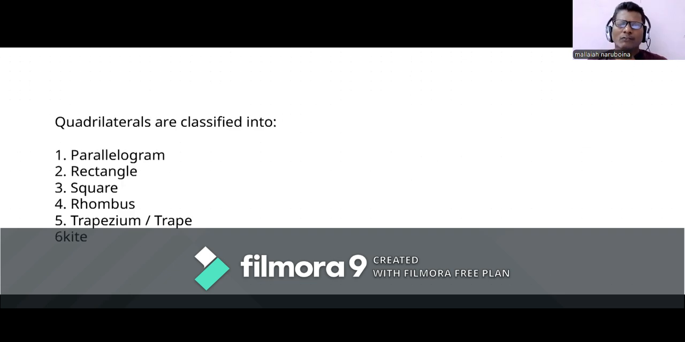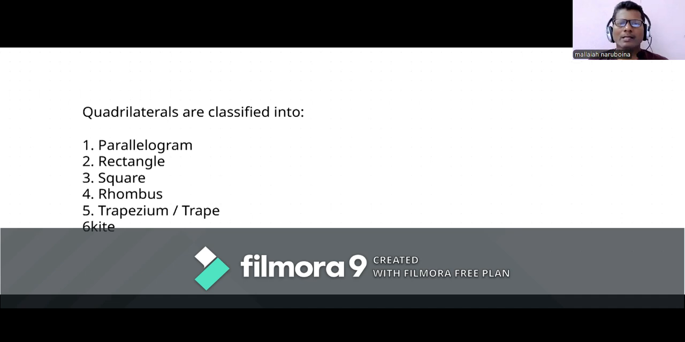There are six types of quadrilaterals. They are parallelogram, rectangle, square, rhombus, trapezium, and kite. Now let's learn parallelogram. Here A, B, C, D. This is a parallelogram.